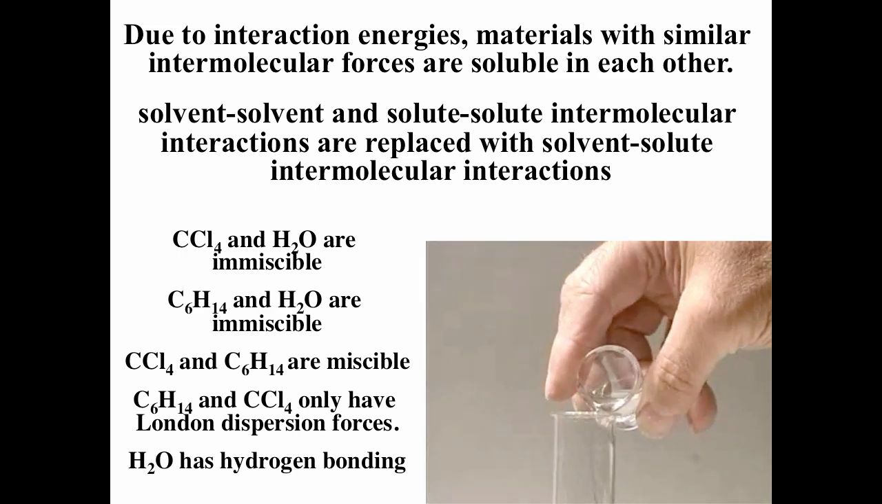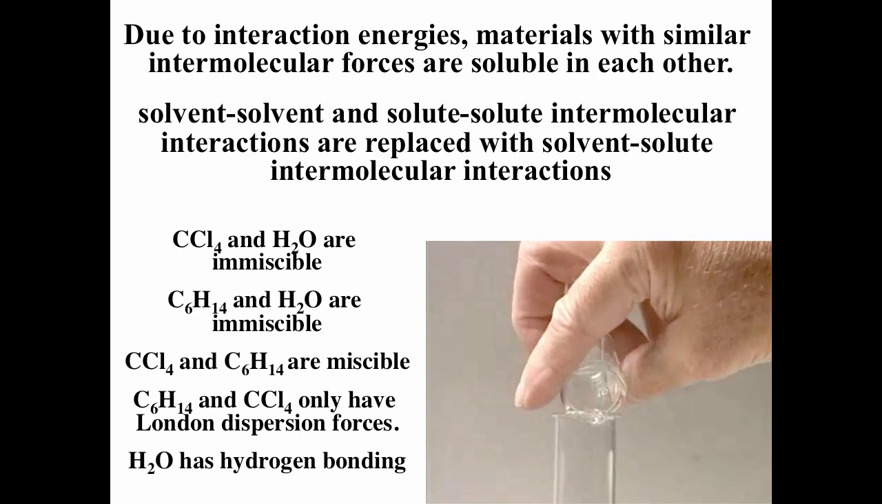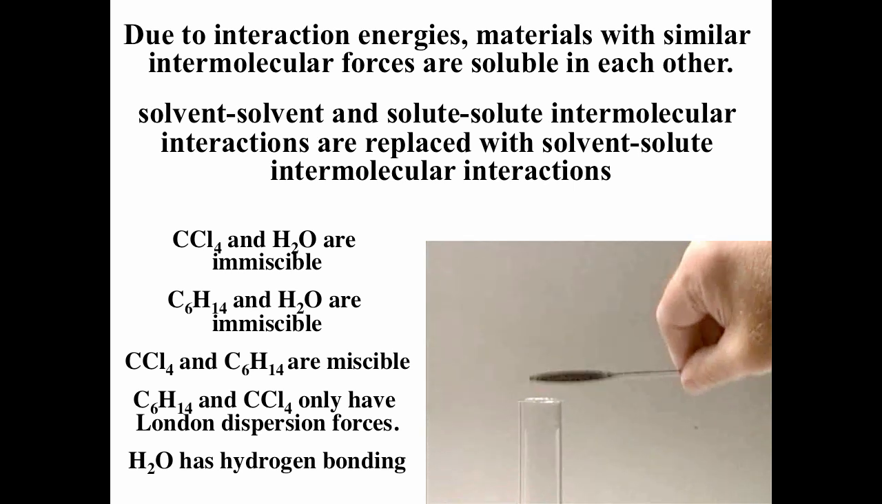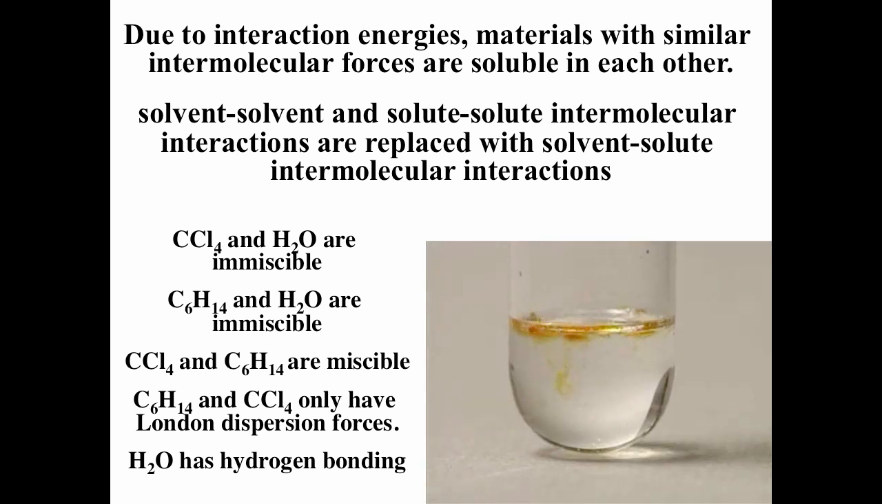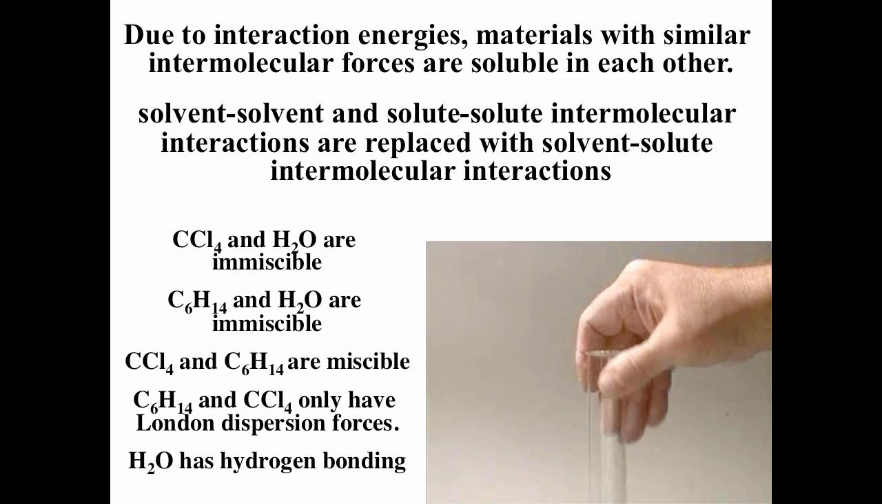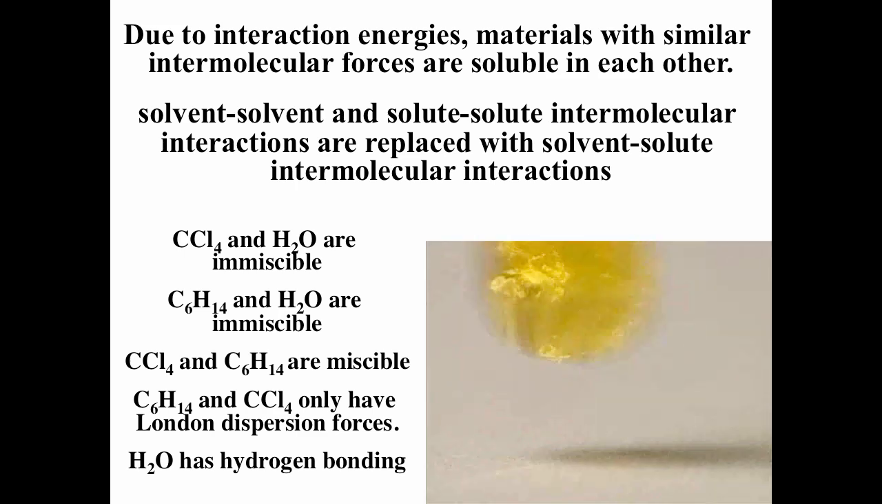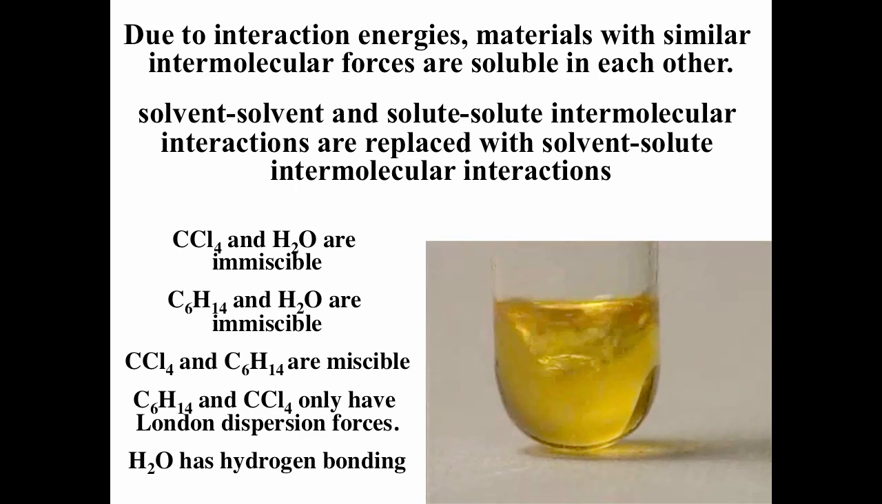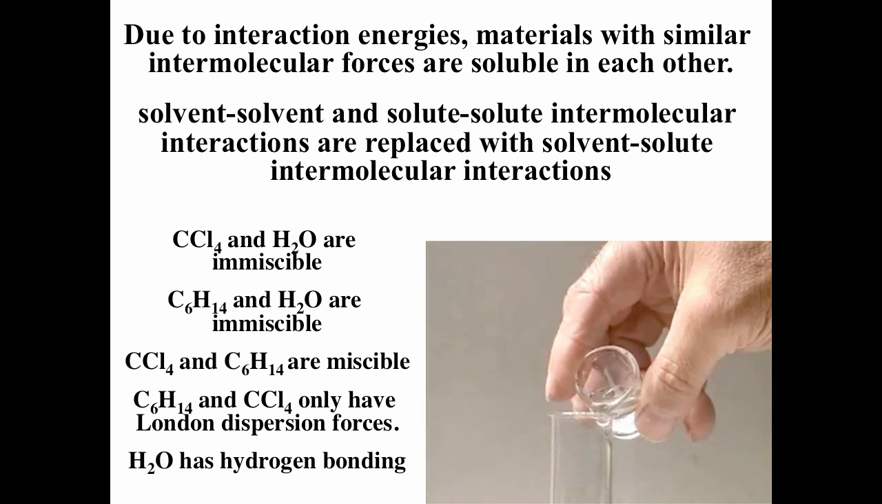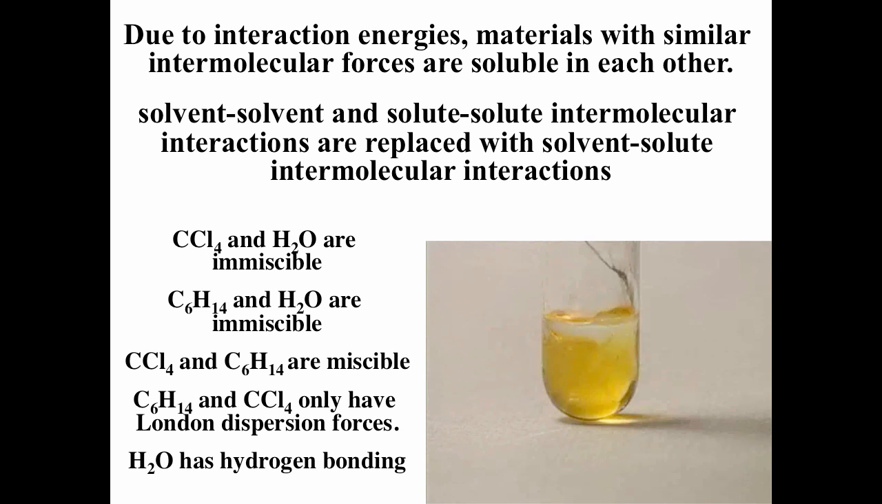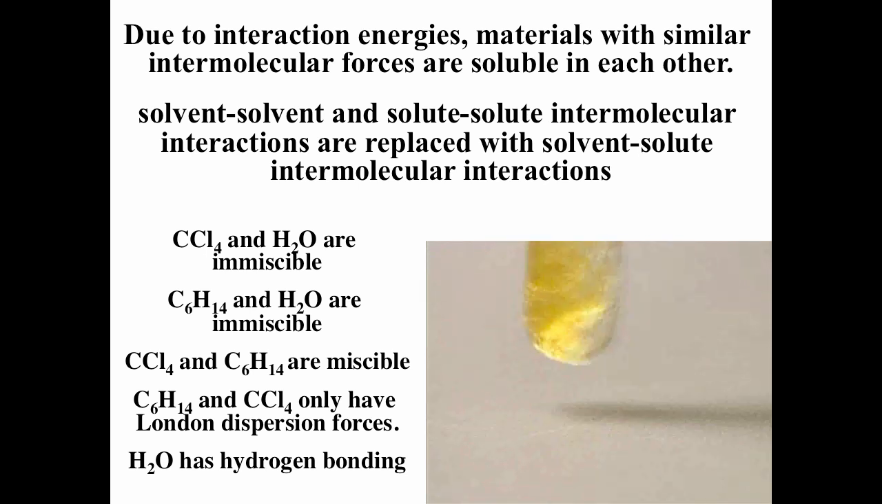Nonpolar carbon tetrachloride is poured into a test tube. When a nonpolar colored solid is added, the solid dissolves in the carbon tetrachloride. When polar water is added to the test tube, it forms a layer on top of the carbon tetrachloride. This is what we mean by water is immiscible with and less dense than carbon tetrachloride.